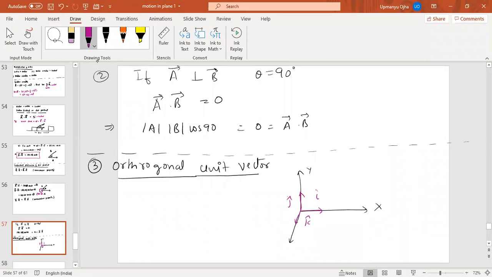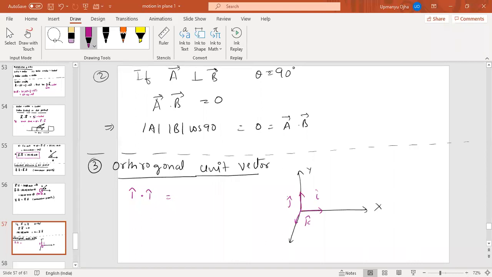Okay, now if I ask you what is the value of i cap dot i cap? Can you tell me the answer for this? i dot i.